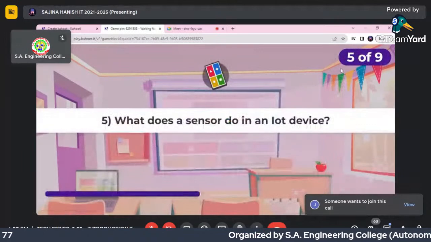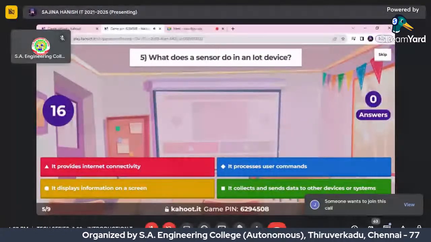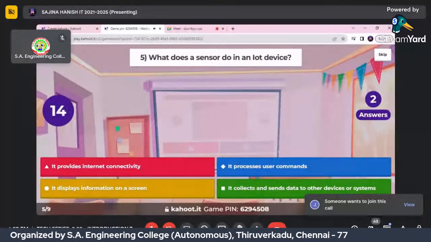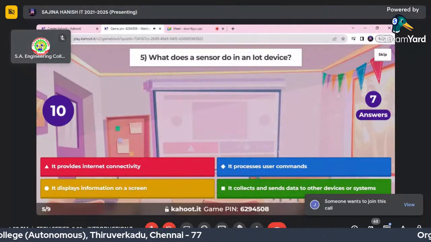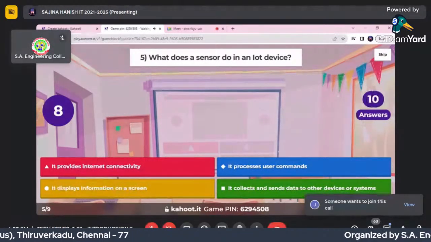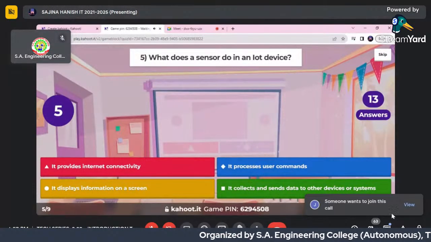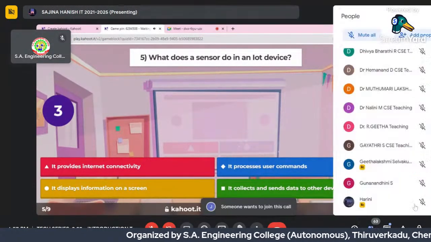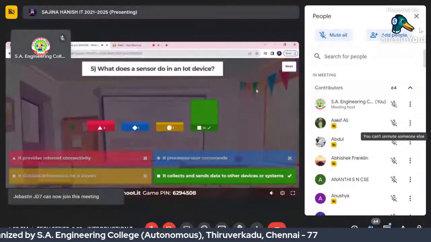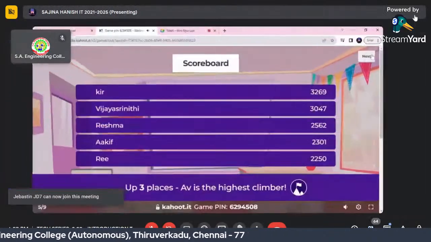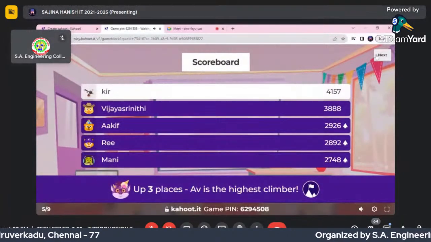What does a sensor do in an IoT device? It provides internet connectivity. It processes user commands. It displays information on a screen. It collects and sends data to other devices or systems. I repeat the question again: what does a sensor do in an IoT device? 14 right answers. Kheer in the first place.